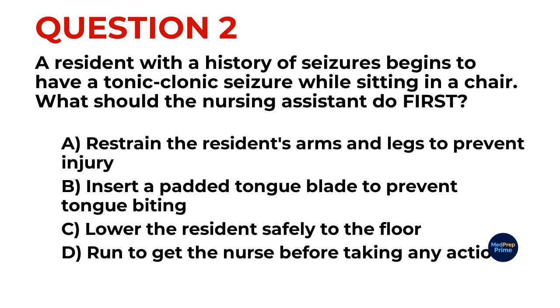A resident with a history of seizures begins to have a tonic-clonic seizure while sitting in a chair. What should the nursing assistant do first? Option A, restrain the resident's arms and legs to prevent injury. Option B, insert a padded tongue blade to prevent tongue biting. Option C, lower the resident safely to the floor. Option D, run to get the nurse before taking any action.